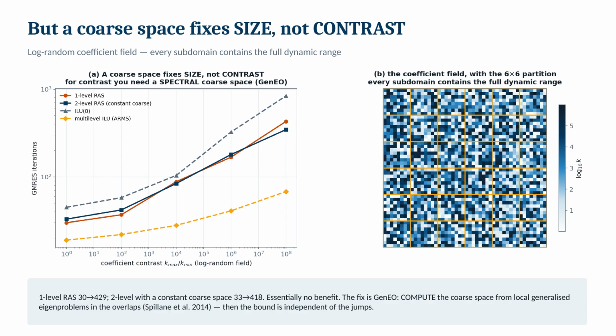And note the amber dashed line. Multilevel ILU, on the same problems, 19 to 68. Elimination is coefficient agnostic in a way that a fixed coarse space isn't. That's a real advantage, and it costs memory.